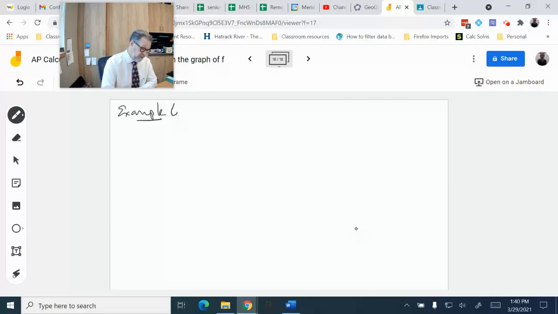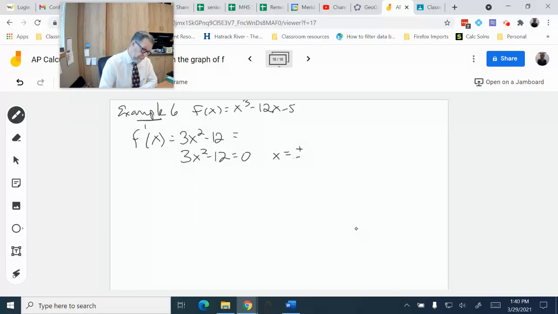This is example 6. Given a function f of x equals x cubed minus 12x minus 5, the first derivative is 3x squared minus 12. We want to set the first derivative equal to 0, and we discovered that that's equal to 0 at x equals plus or minus 2. So there are our critical points at x equals plus or minus 2.